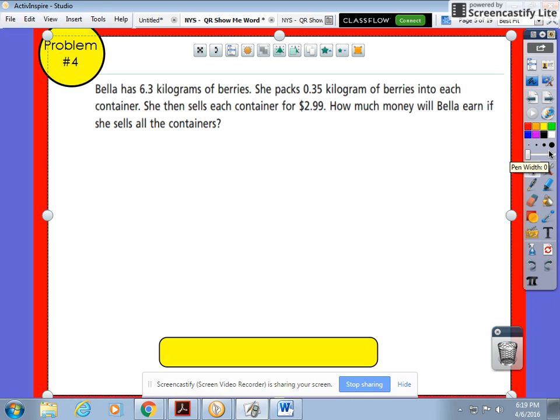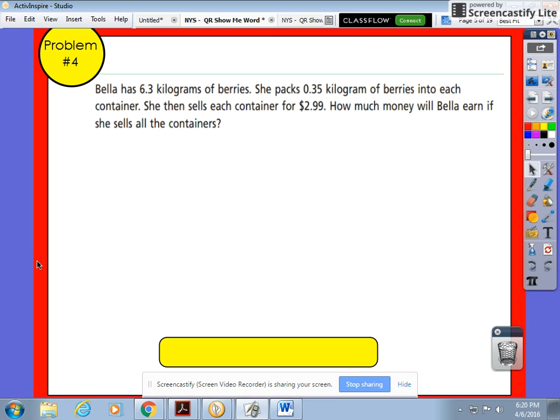So let's work on problem number 4. Please follow along as I read it out loud. Bella has 6 3/10 kilograms of berries. She packs 3,500 kilograms of berries into each container. She then sells each container for $2.99. How much money will Bella earn if she sells all the containers?